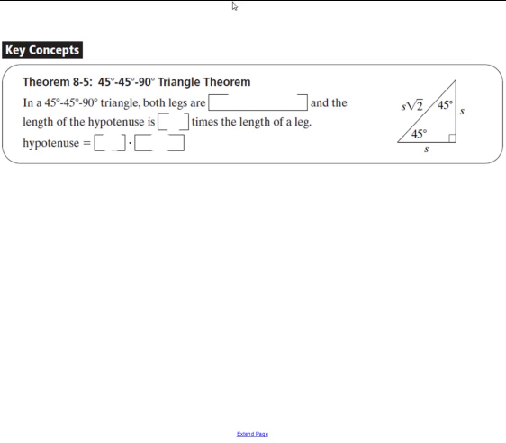So in a 45-45-90, both legs are going to be congruent. We said that it's isosceles, and the length of the hypotenuse is the square root of 2 times the length of the leg, in this case S. So I like to remember this as saying 1, 1, square root of 2. Take this length and multiply by the square root of 2 to get the bigger length. So that one's pretty easy.